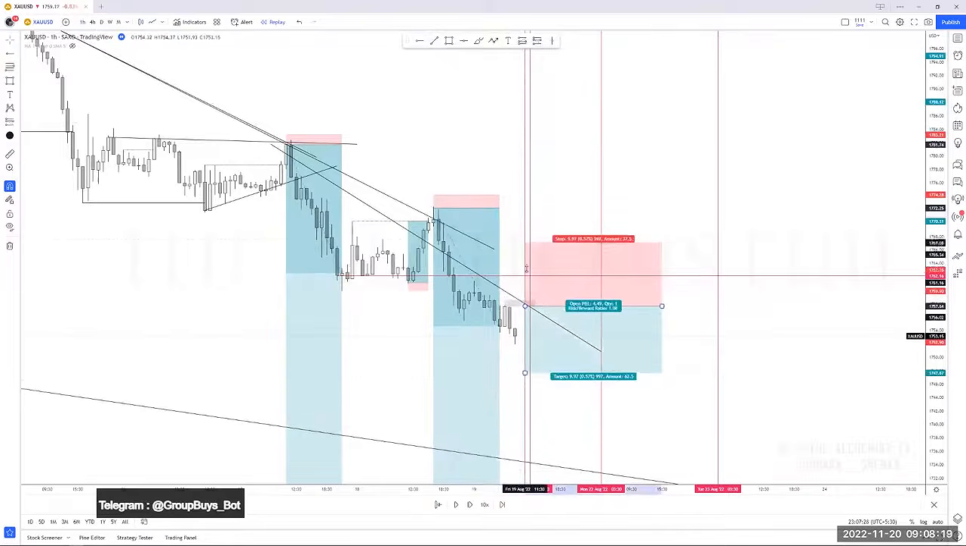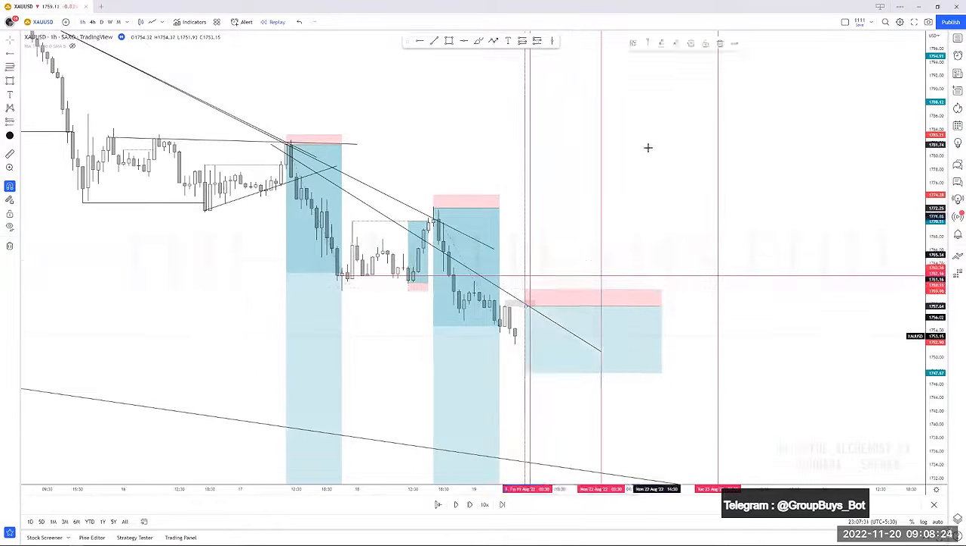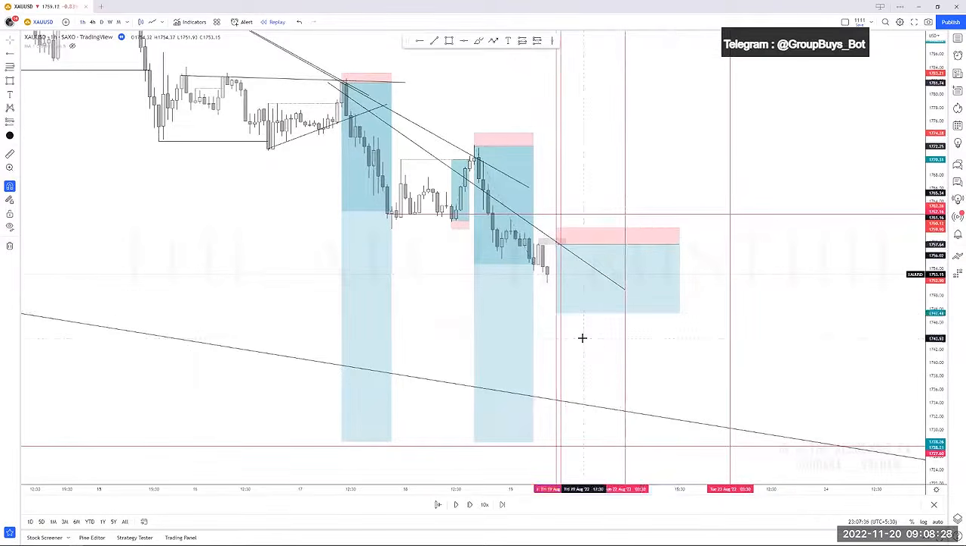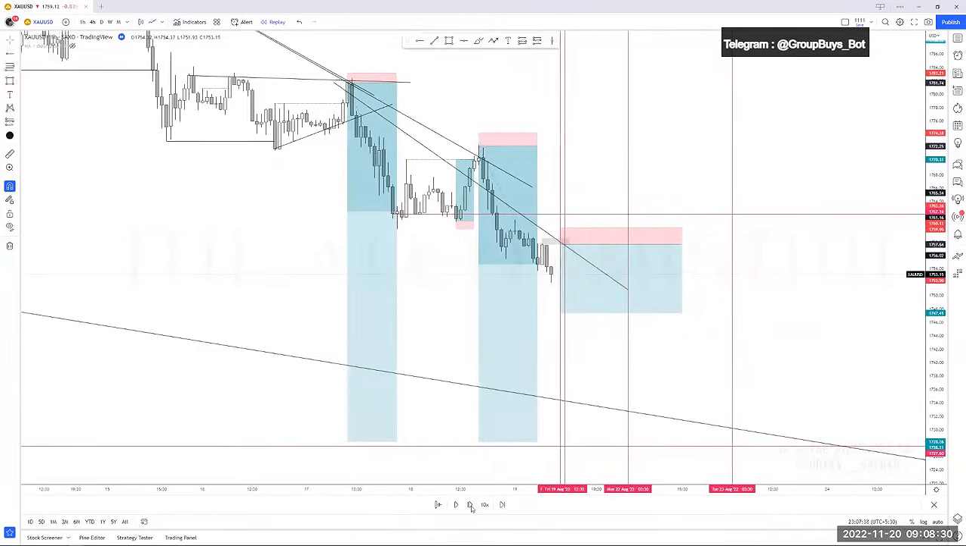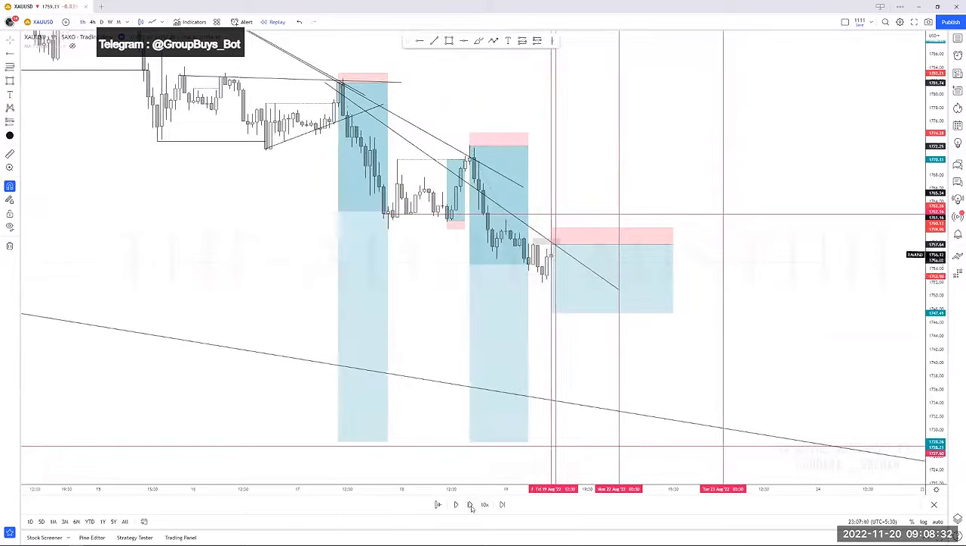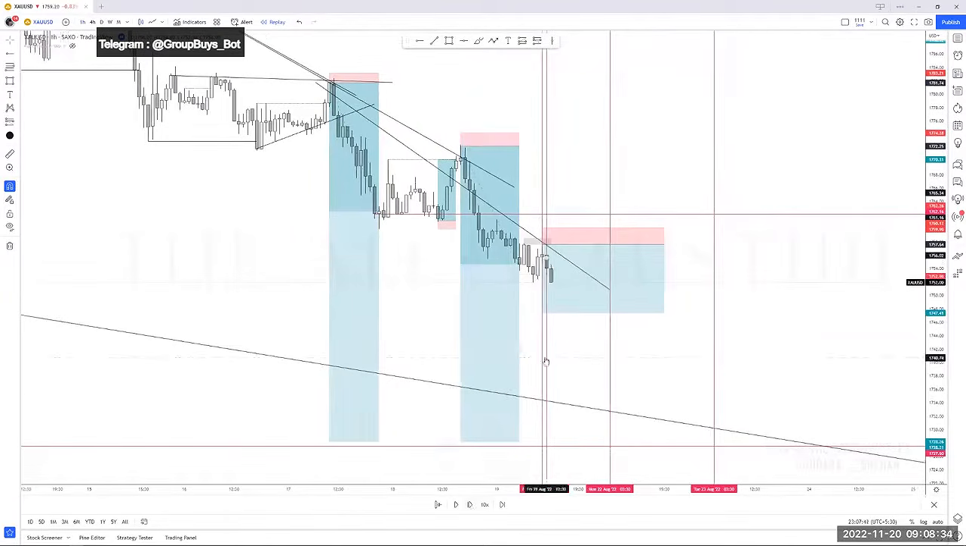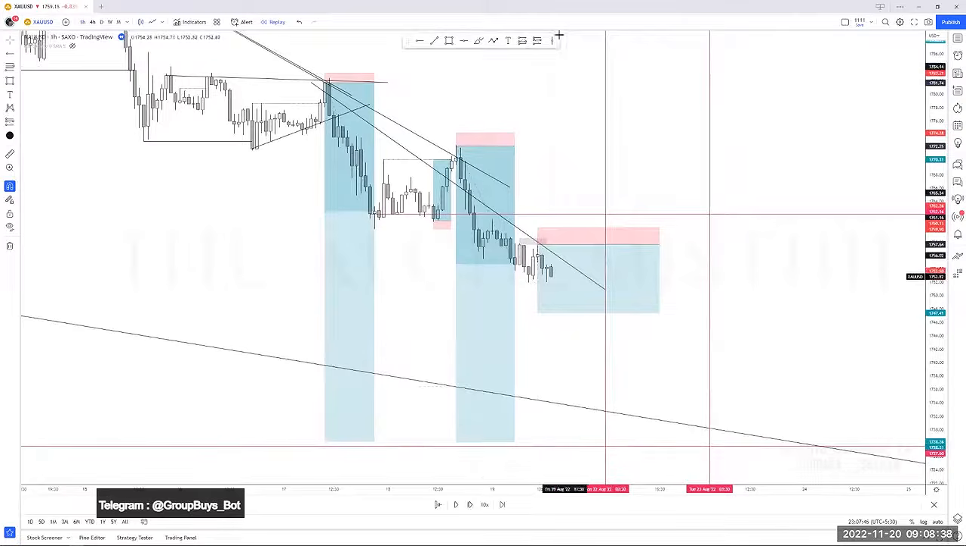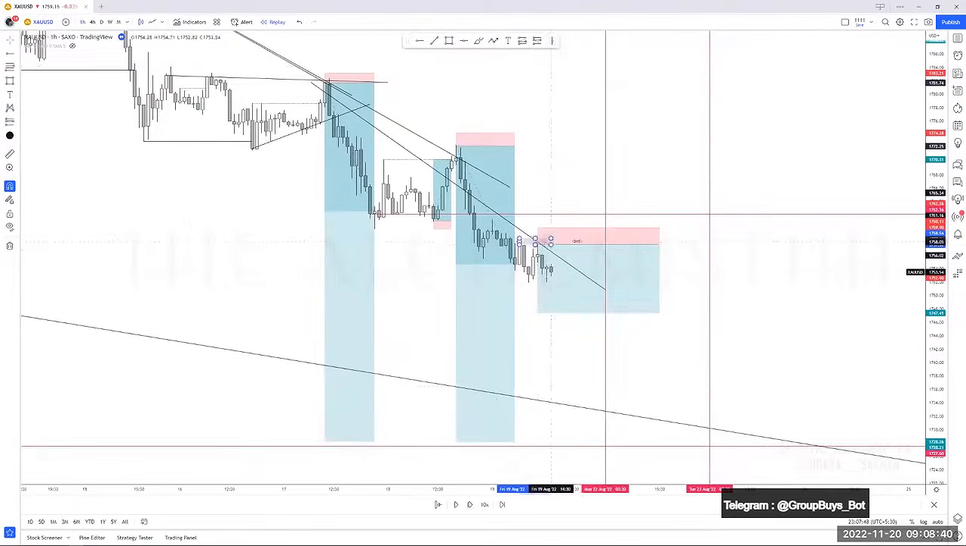Sell. Stop loss somewhere around here, 25 pips just to be safe. And let's have like a 100 pip target just to be safe. Okay, let's see. Oh shit, we missed it. What happened? Okay, price has not tapped into it yet.